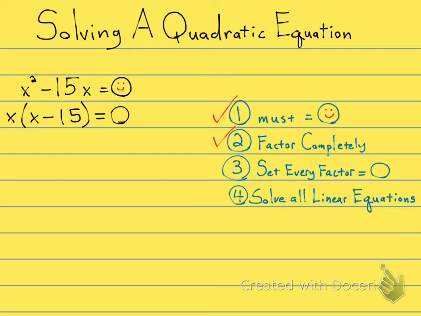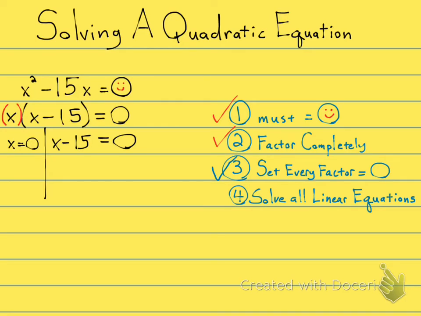Set every factor equal to 0. Okay? Now, before I go to this step, I'm going to do something that's going to help a lot, the way that you think about this. Watch. Okay, I have two factors here. Yes, one of those factors is just an x. That's fine. I'm going to set both of my factors equal to 0. So, x equals 0 and x minus 15 equals 0. Step 3, complete. Set every factor equal to 0.